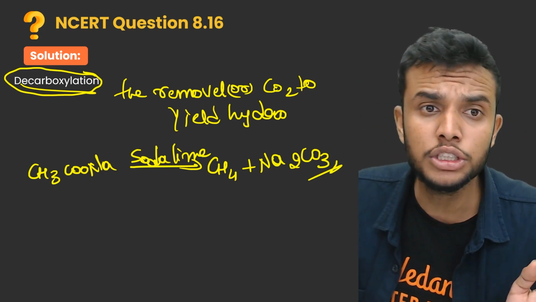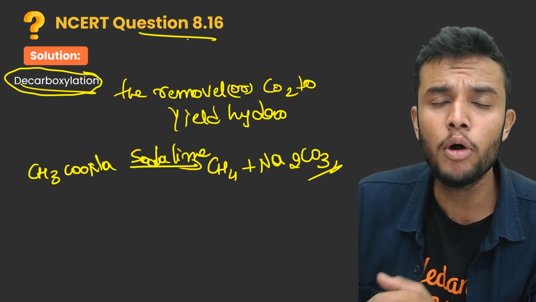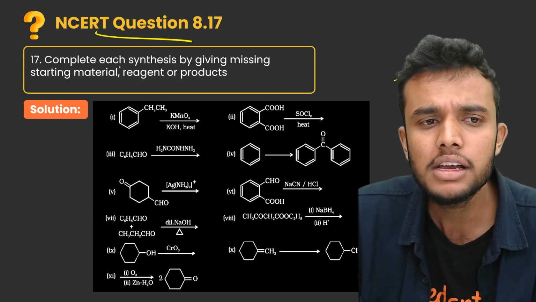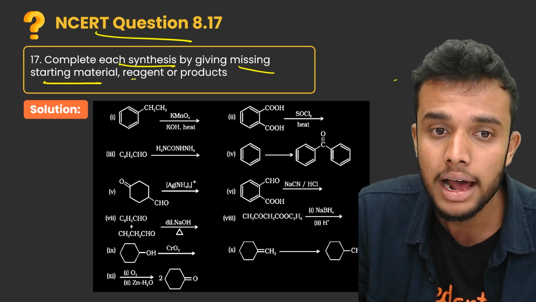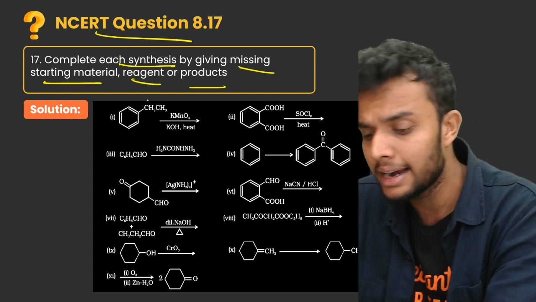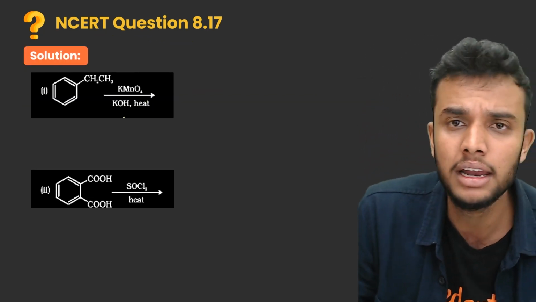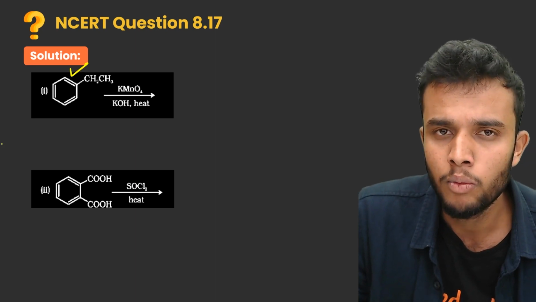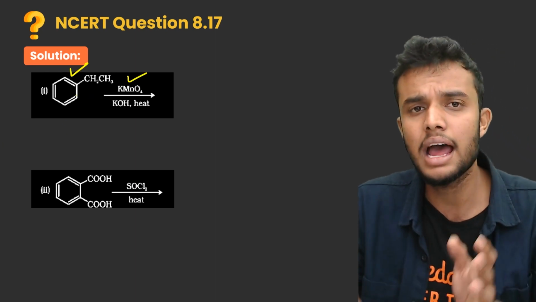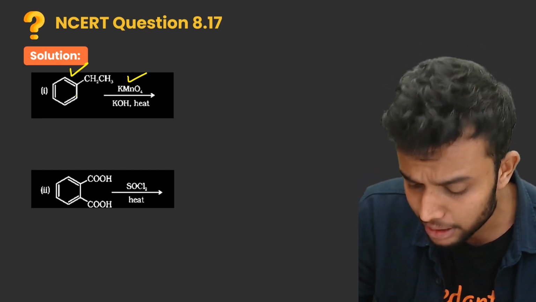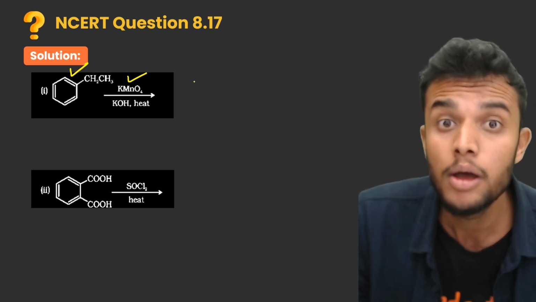This is the solution for NCERT question 8.16. The question is: complete each synthesis by giving the missing starting material, reagents or products. Okay, come on, students. Let's move on to the first one. Here the reagents and the starting material are given, but we need to identify the product.